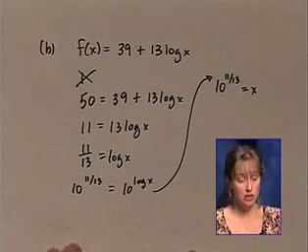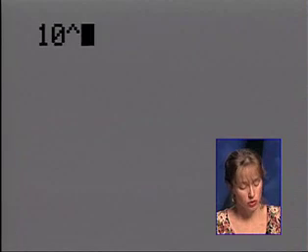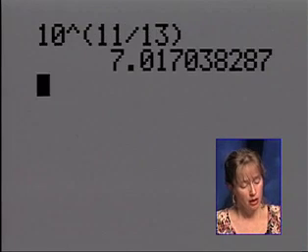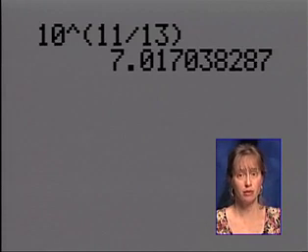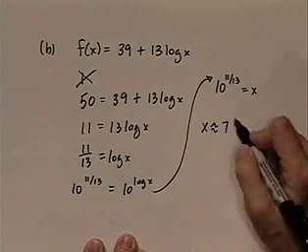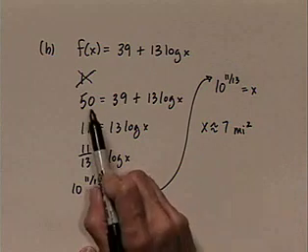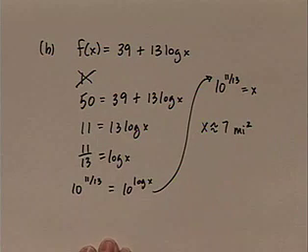Well, let's see what number that is using a calculator. So we want to do 10 to the parentheses 11 divided by 13, and that's 7.017 and so forth. Let's just simplify that to 7. And we can say that x is pretty close to 7, and the units on x were square miles. What that means is there will be 50 species of birds, according to our data, on an island of size 7 square miles.